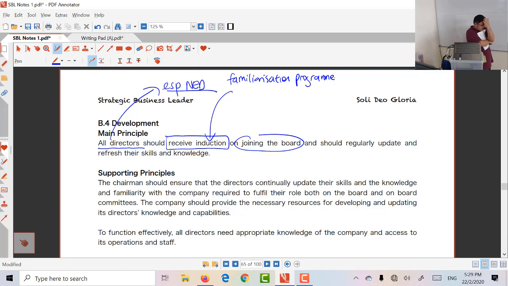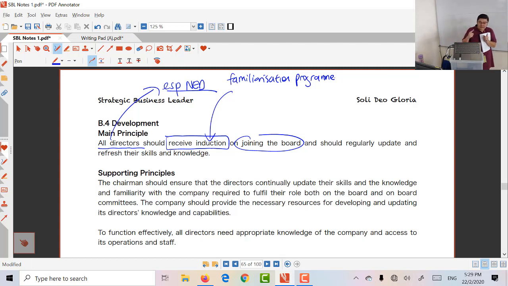Okay, it's a familiarization program. It's like what you call orientation. It's a way of how you introduce this company to this new director. You intend to use the shortest time to give this person the longest experience possible.